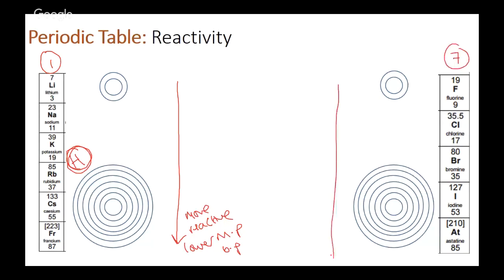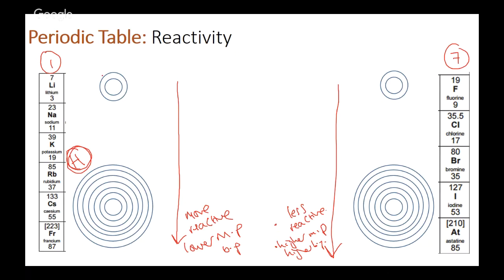As you go down the group of halogens from fluorine down to astatine, they are less reactive, and the opposite again, they have a higher melting point and a higher boiling point. So let's have a look at why.